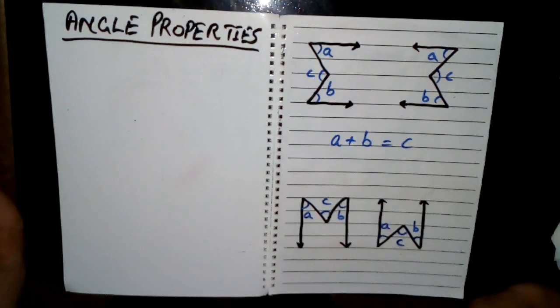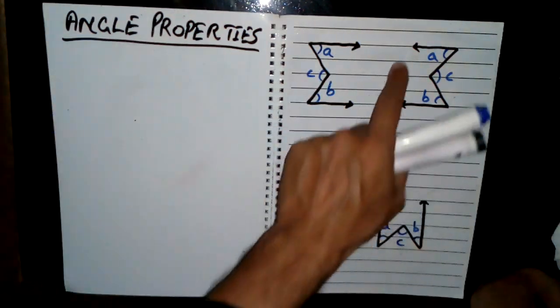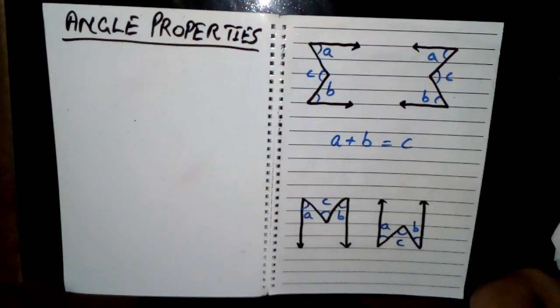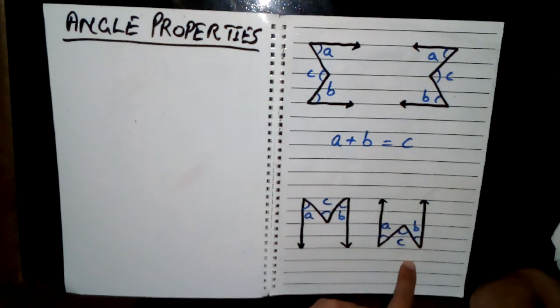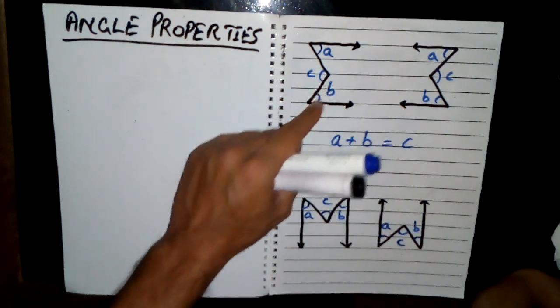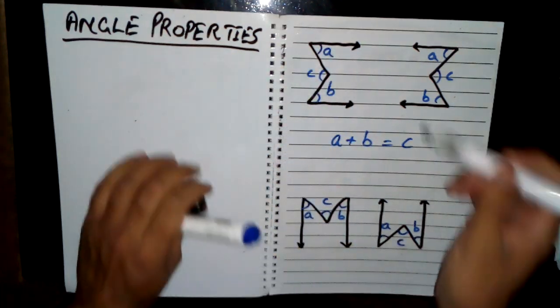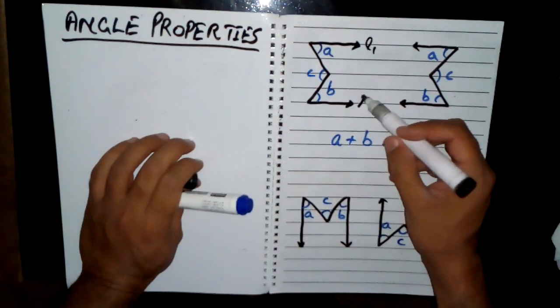Now another property. In these four diagrams, you can see we have two parallel lines. In this diagram as well, we have two lines parallel. In this diagram as well, and in this diagram as well, we have two parallel lines. We can see that two lines are intersecting with line 1 and line 2.